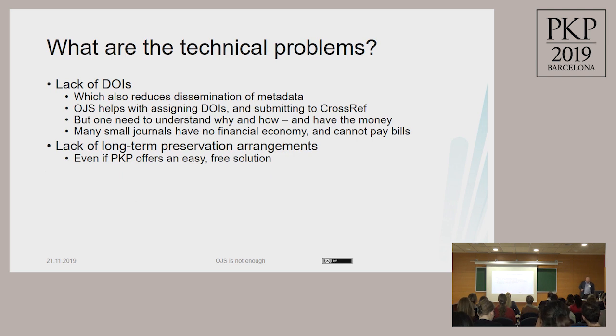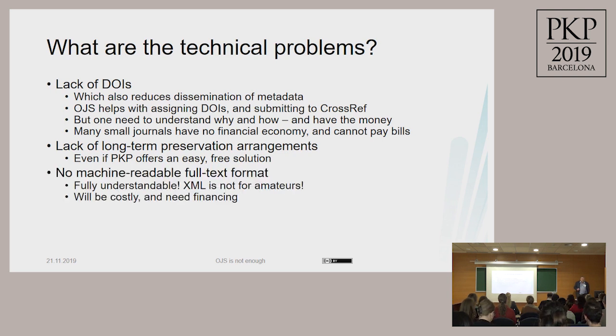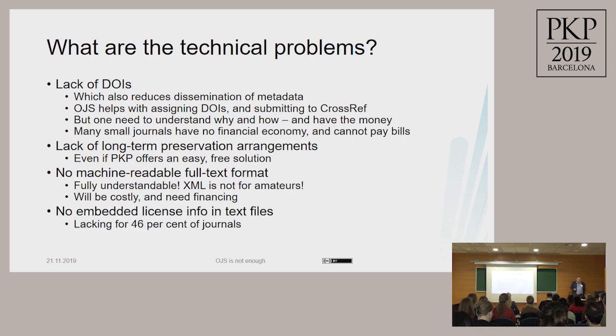Then there's a lack of long-term preservation arrangements. That could look very difficult, but PKP has, as far as I know, a very cheap and simple solution integrated with OJS. There's no machine-readable full-text format. And this is a problem I really can understand, because XML is not for amateurs. Making XML will be costly in some way or other, and it will need financing. That will be a huge problem for small journals.